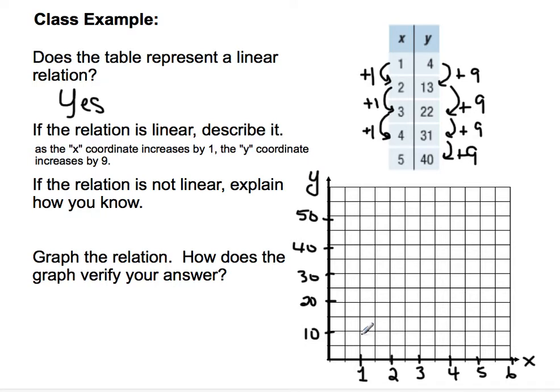Okay. So now I have 1, 4, so that should be about right there. 2, 13, about right there. 3, 22, about there. And you can start to see that it's forming a line. 4, 31, and 5, 40. Since there's no context to the pieces of data, we do connect the dots. When there is no context, we assume that it's continuous and we would connect the dots.